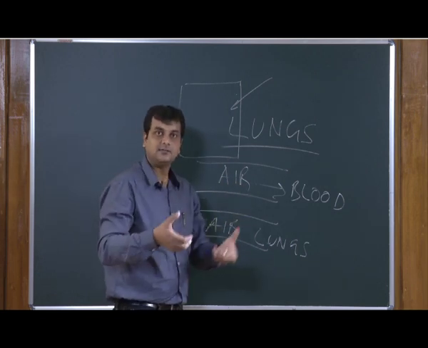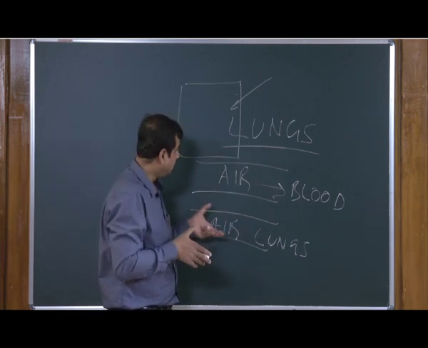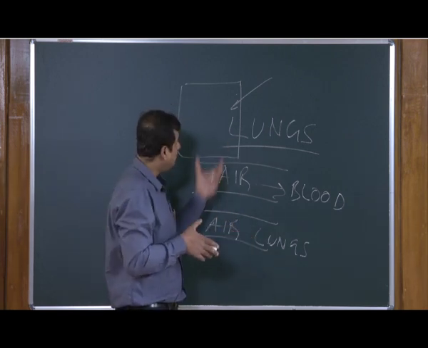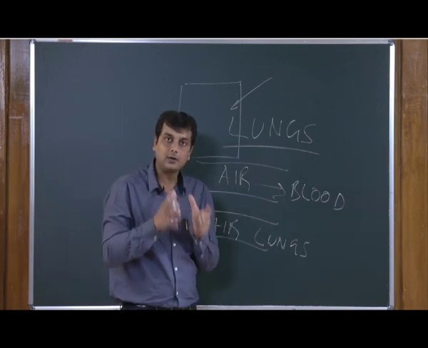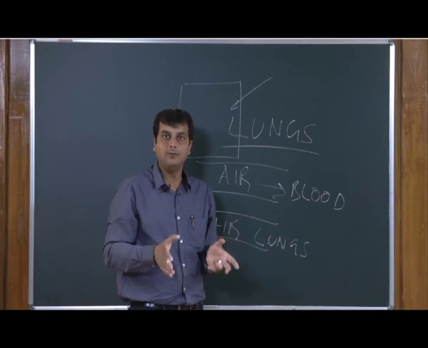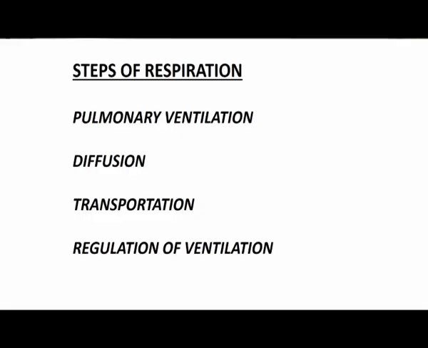So, the first one is pulmonary ventilation, the next one is diffusion, and the third one is transportation. To regulate this, we need to regulate the ventilation, the whole respiratory movement. So, if we look again at the steps of respiration, we have first pulmonary ventilation, diffusion, transportation, and finally regulating the complete ventilation process of human beings as well as lower vertebrates.